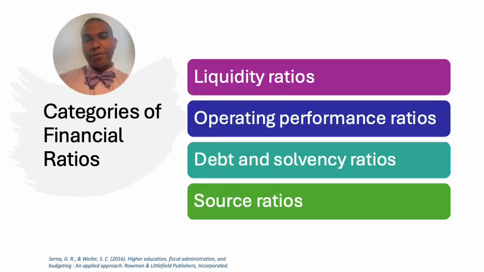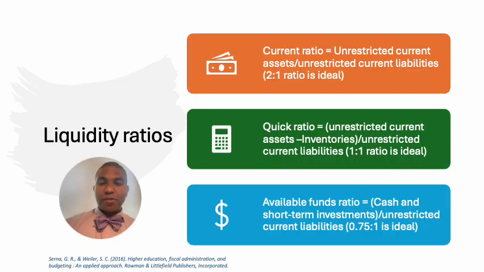All right, so obviously this chapter is about financial ratios. We're going to organize these ratios into categories. There are four basic categories: the liquidity ratios, the operating performance ratios, the debt and solvency ratios, and the source ratios. Let's start with the liquidity ratios. There are three main liquidity ratios: the current ratio, the quick ratio, and the available funds ratio.